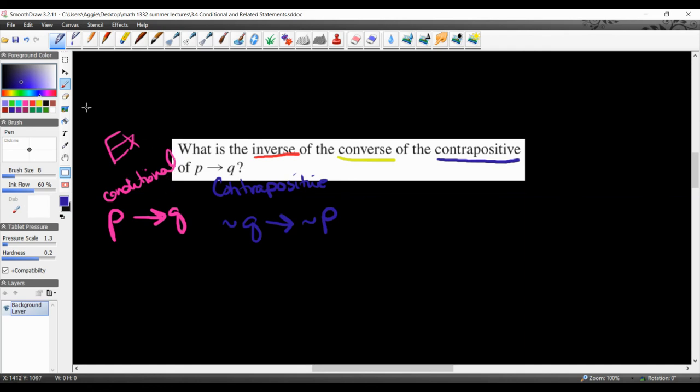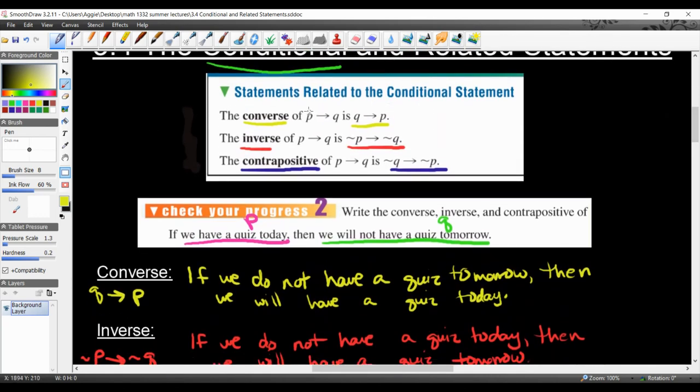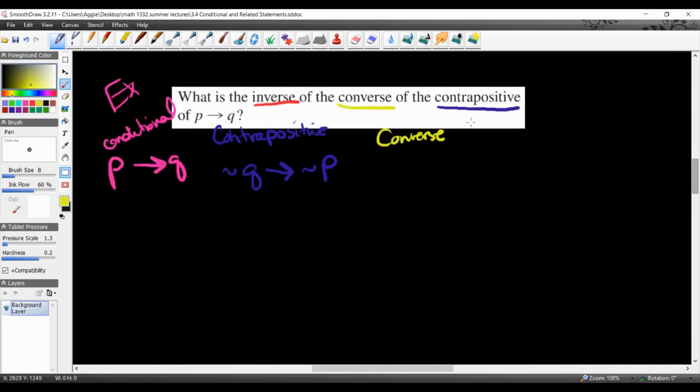And then we would have the converse, because that's going backwards. The converse is when you take these two things and you swap them. In case you're not sure what I'm talking about, it's right here. The converse is just taking these two things and swapping them. So I'm going to do that next. This would be not P, this one will go first, implies not Q.